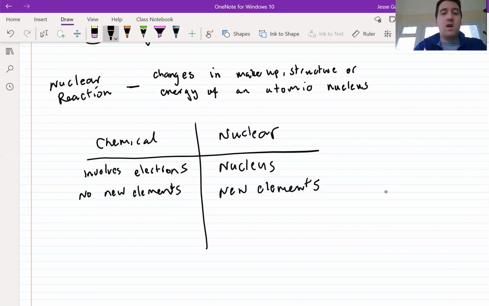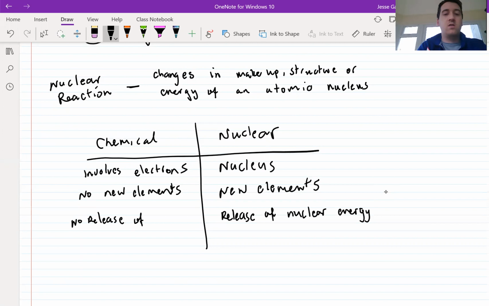Nuclear reactions involve a lot of energy being released from the nucleus. So we say release of nuclear energy as gamma radiation. So gamma radiation transfers energy away from the nucleus. Chemical reactions involve energy, but we're usually talking about thermal energy, like heat can sometimes be involved in these types of reactions, but not nuclear energy. There's no energy release from the nucleus. So no release of nuclear energy in chemical reactions. So there's no gamma rays.